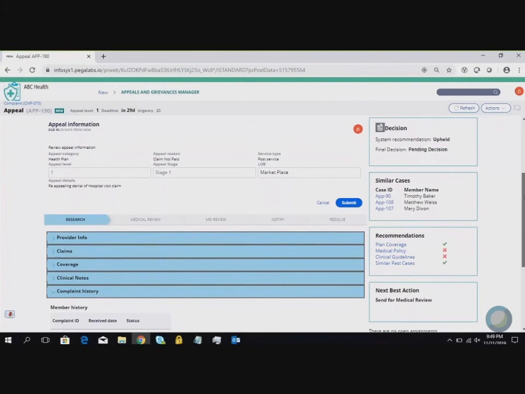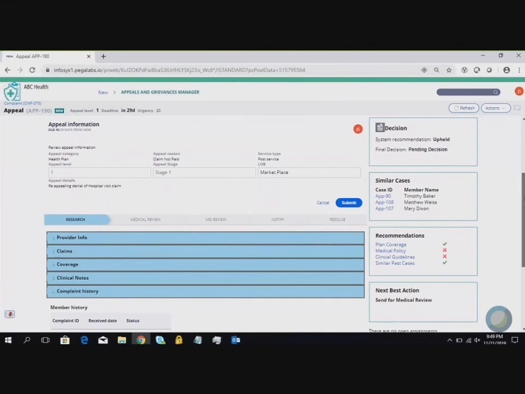The first thing that you see is the decision, the system recommendation. So proactively, the system has built it on a predictive model that uses Keith's clinical data, Keith's coverage and eligibility data, blended with appeals of similar nature, meaning appeals on a similar type of service setting with hospital stay, and also the diagnosis. So based on all of this data, the system feels that it will be upheld. The final decision is what obviously the medical reviewer, the nurse, or the medical director will take based on their manual analysis.